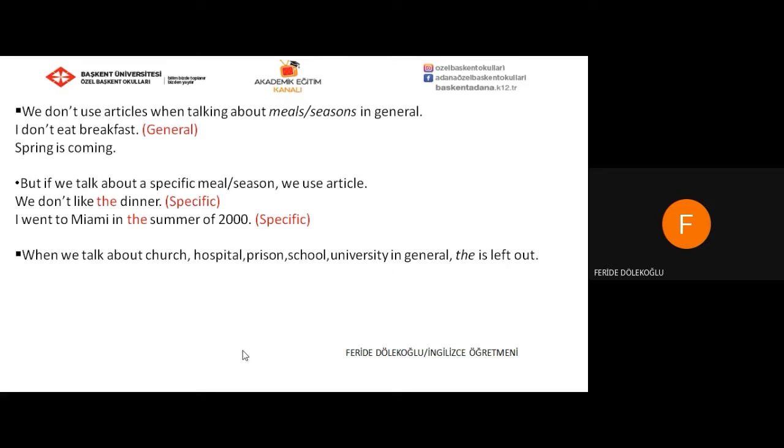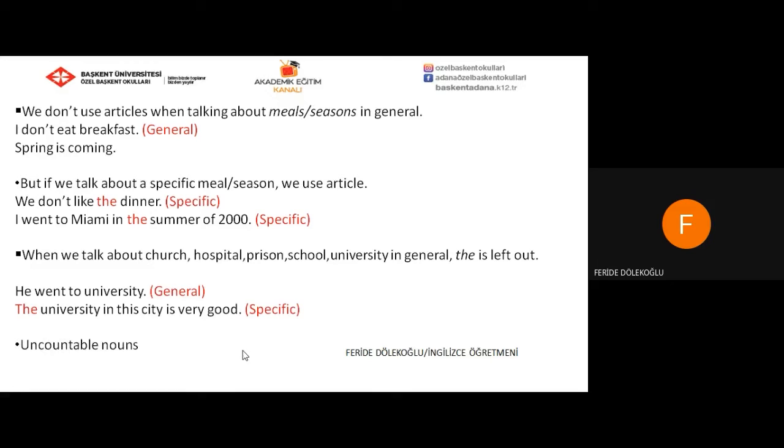When we talk about church, hospital, prison, school, university in general, the is left out. That means we don't use the. He went to university, general. We are talking about something in general. The university in this city is very good. Now we are talking about a specific university, so we use the before university.